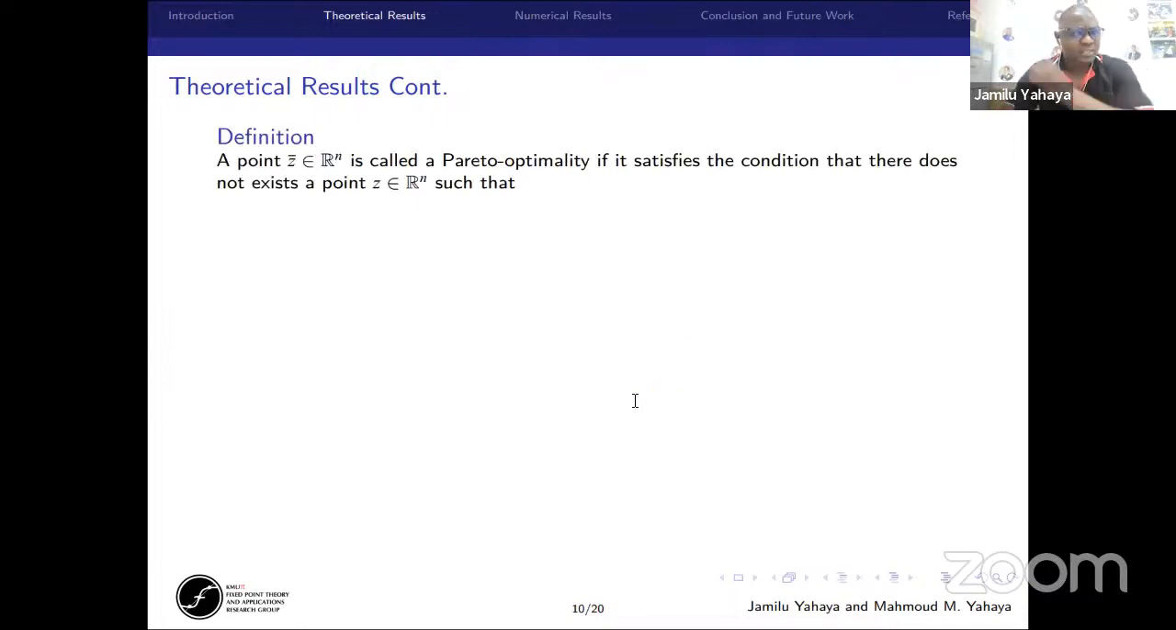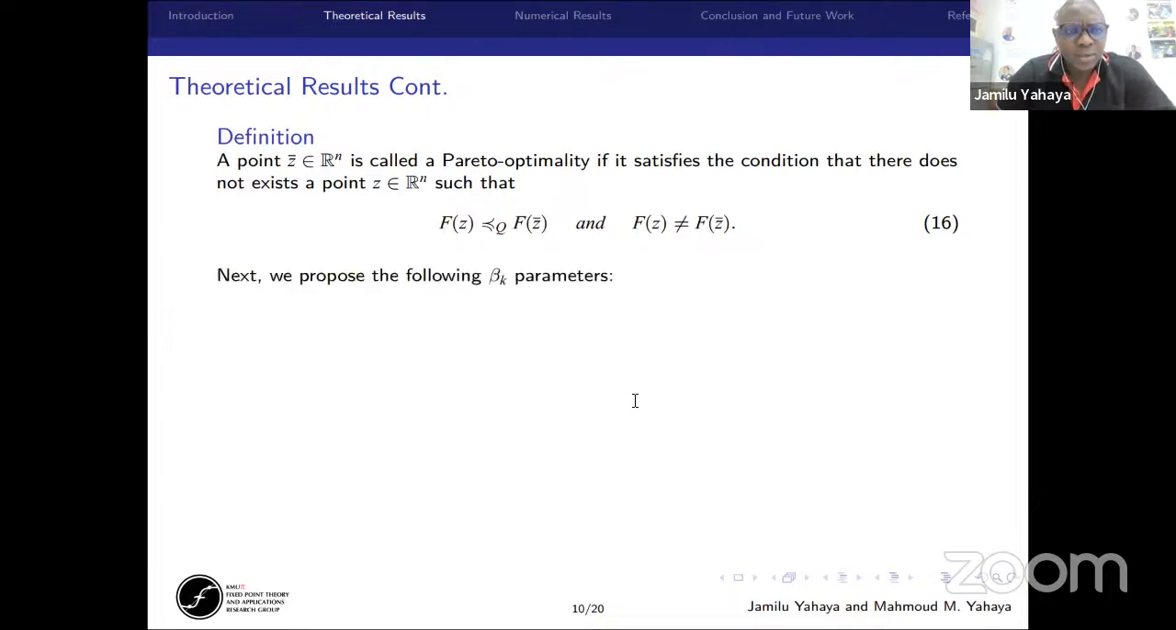Another important definition, as my colleague earlier explained, although he did not define it in clear terms, is Pareto optimality. A point Z̄ in Rn is called Pareto optimal if there does not exist another point Z in Rn such that f of Z is less than or equal to f of Z̄ with respect to the ordering cone Q, and f of Z is not equal to f of Z̄.